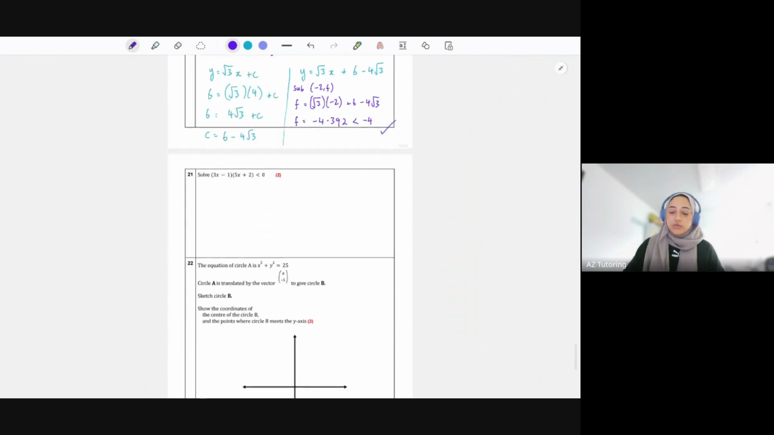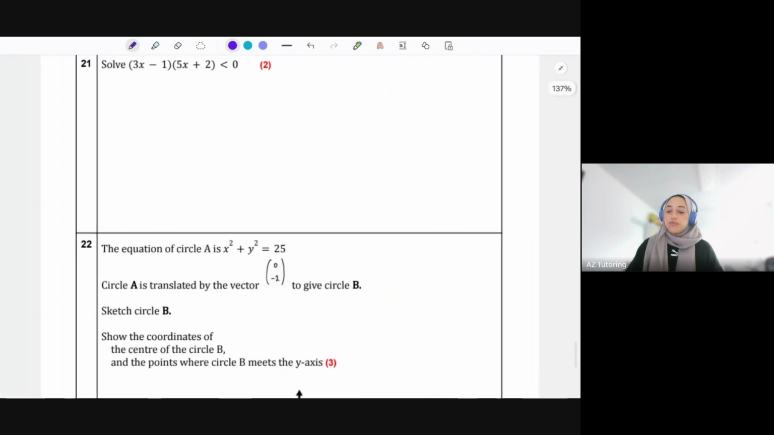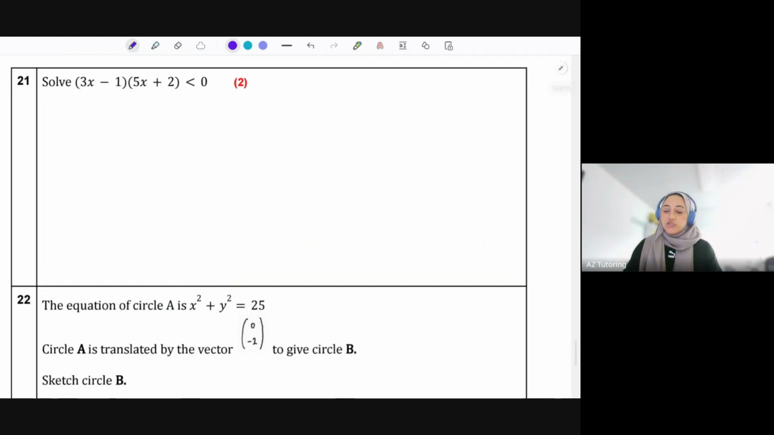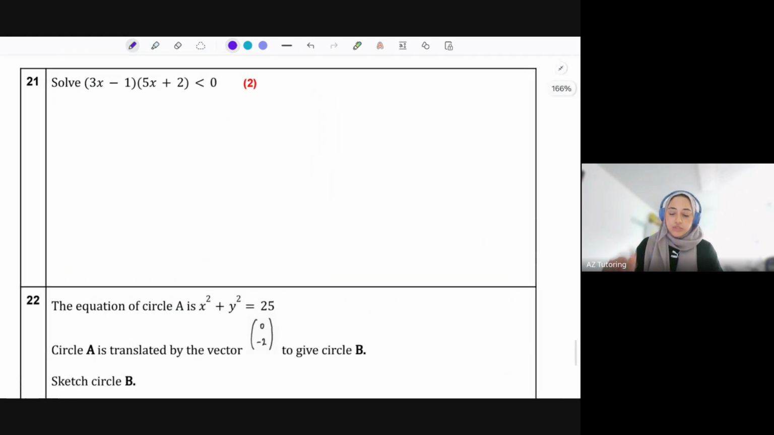Moving on to question 21. This was a lot longer than paper 1. Paper 1 was only 17 questions, but more bigger ones. There's much more questions here. So we've got a quadratic inequality, but they've done quite good by already factorizing it for us. That's the reason why it's only 2 marks.